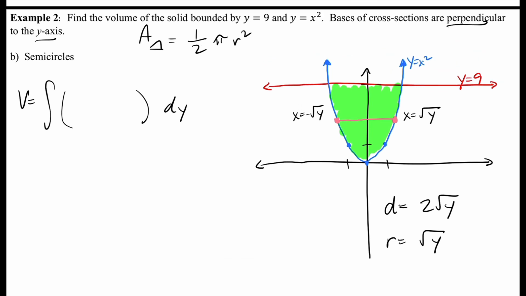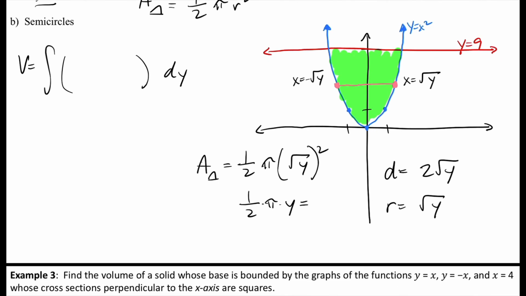So now I'm going to plug it into my area. Area is 1/2 pi times the square root of y squared, since that's the radius. The square root of y squared is just y. So it's going to be 1/2 pi times y, which is the same thing as pi times y over 2. That's my area.